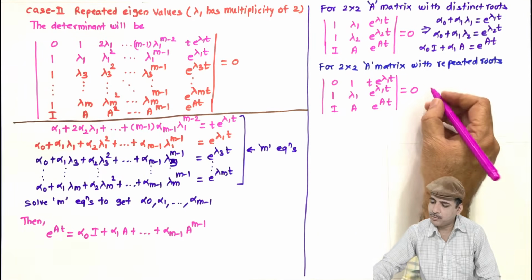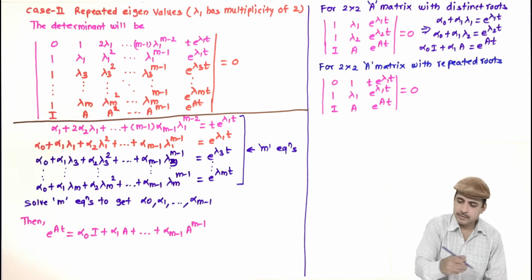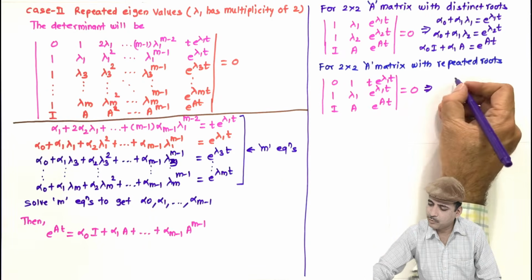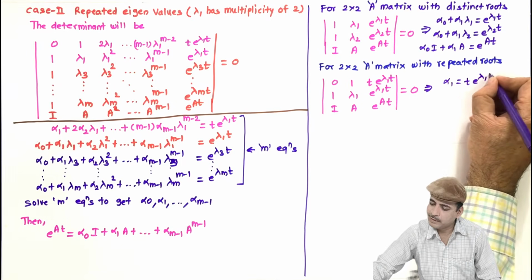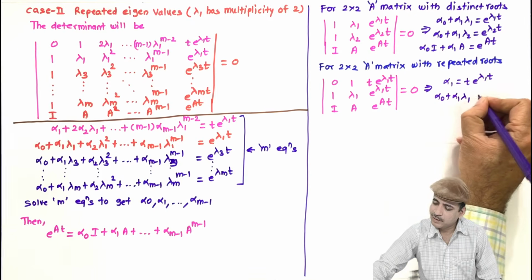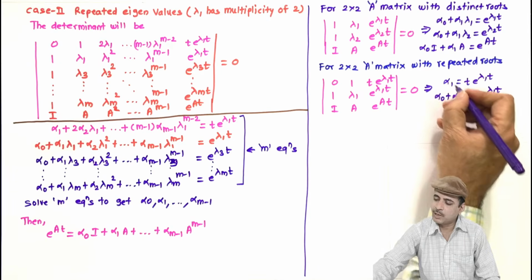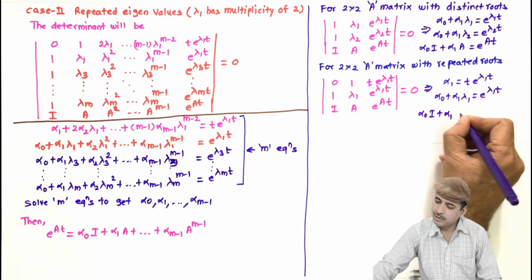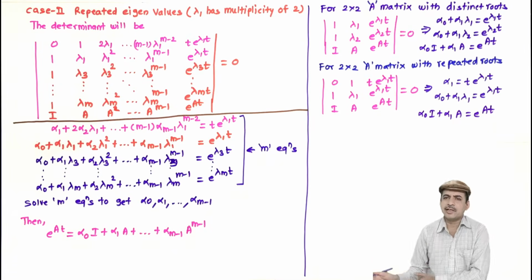And same way we can form for this as well. This will be alpha 0 times 0 plus alpha 1, so alpha 1 is equal to t e raised to lambda 1 t. Then alpha 0 plus alpha 1 lambda 1 is equal to e raised to lambda 1 t. Solve for these two, get alpha 0 alpha 1 and then find out alpha 0 I plus alpha 1 A is equal to e raised to at. Done. Same can be extended for 3 by 3.